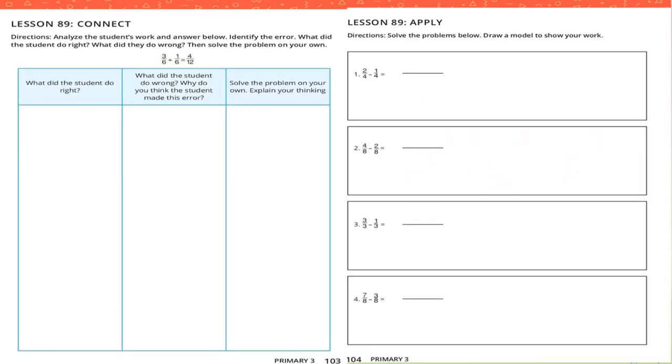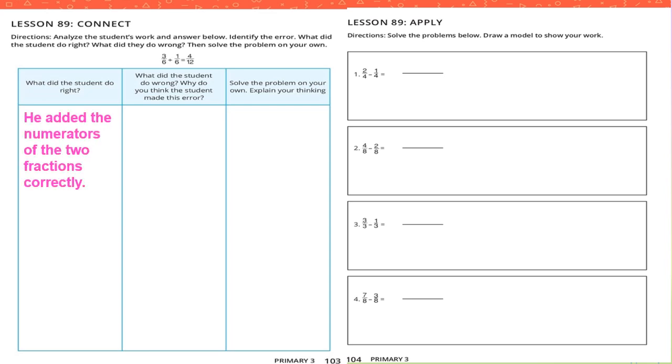Let's start lesson 89, the connect part here. Analyze the student's work and answer below. Identify the error. What did the student do right and what did they do wrong? 3 over 6 plus 1 over 6 equals 4 over 12.